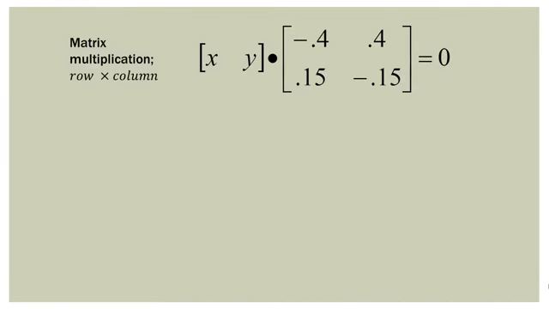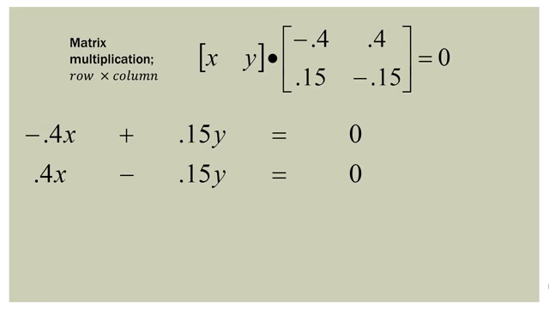Now we're going to do some basic matrix multiplication. Remember, that's just row times column. We take our vector row, the X and Y, and multiply it with each column in our matrix on the right-hand side. And then we come out with this. X times negative 0.4 is negative 0.4x, plus Y times 0.15 is 0.15y. Again, row times column, and then we go to the next one, row times the next column. Simple matrix multiplication, and then we end up with these two equations.